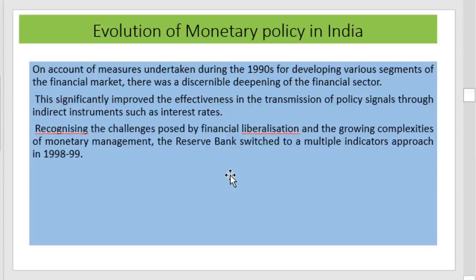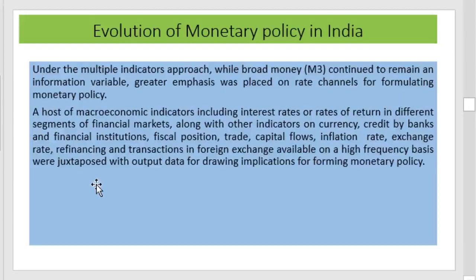Under a conscious liberalization and the growing complexities of monetary management, the Reserve Bank switched to the multiple indicator approach in 1998-99. That is, with the liberalization, we focused our approach on the multiple indicator approach. Under the multiple indicator approach, while broad money M3 continued to remain as an information variable, greater emphasis was placed on rate channels in formulating monetary policy.